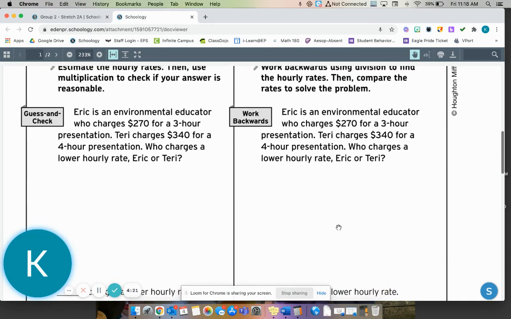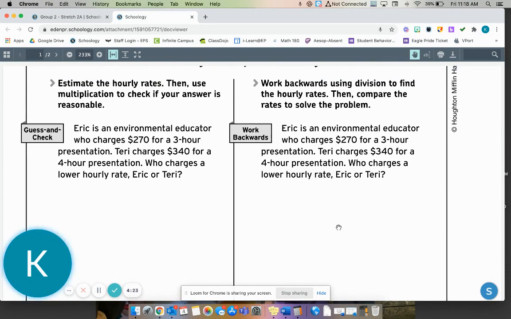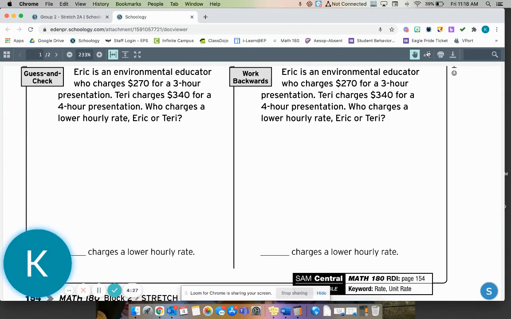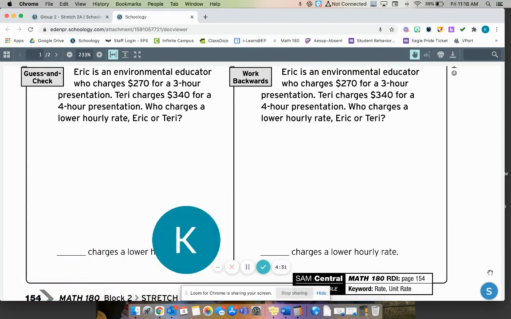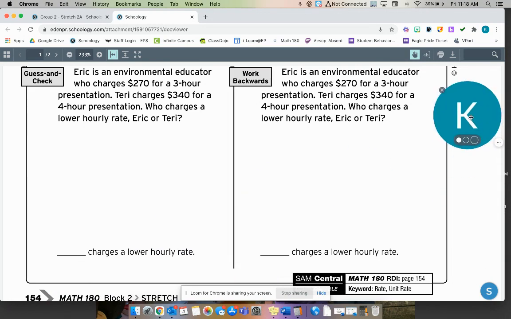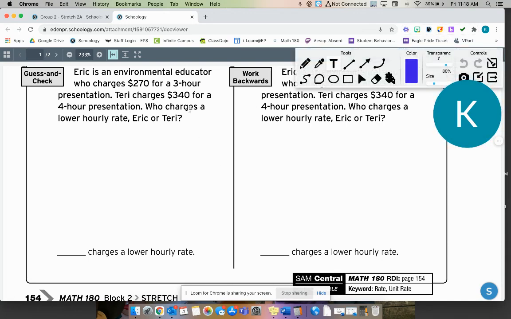All right, moving on to the next problem. We are estimating the hourly rates, then using multiplication to check if your answer is reasonable. If you're not estimating, that's okay with me for this one, but we do need to solve the problem. Now, something that's nice, everybody, is that this problem is repeated twice. So we don't need to do it twice. We're just going to do it once.